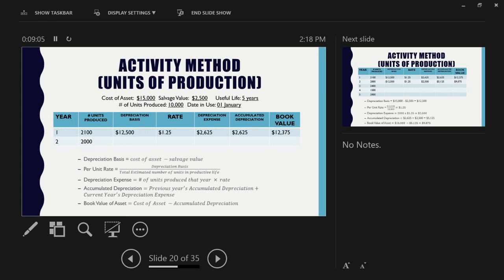All right. So then, what is the depreciation base? 1.25 times the depreciation expense, the number produced that year. Okay, that's different because we only produced 2,000. Correct. And so times the rate, so times 1.25.